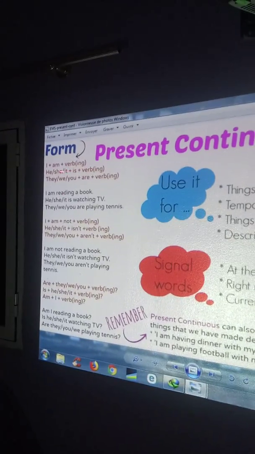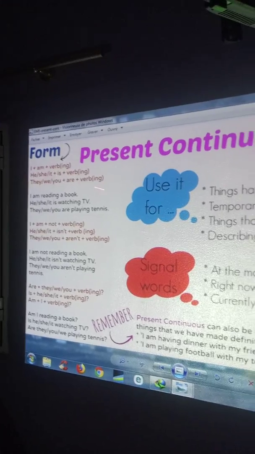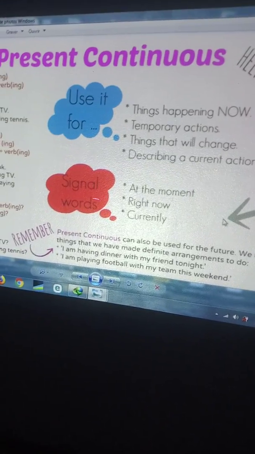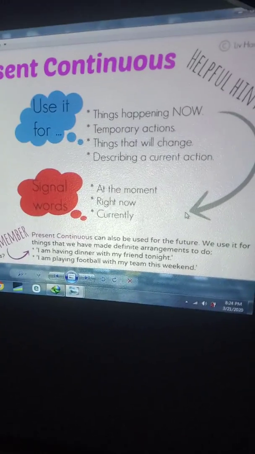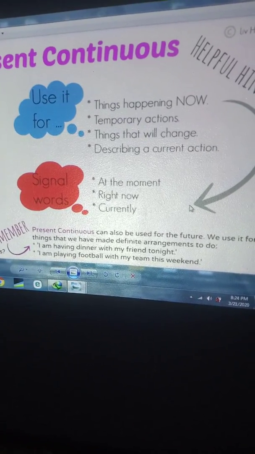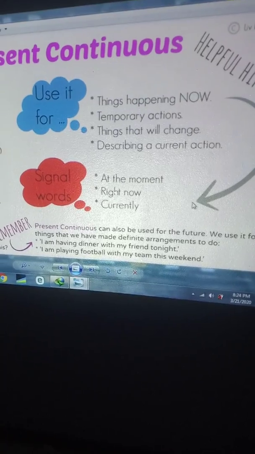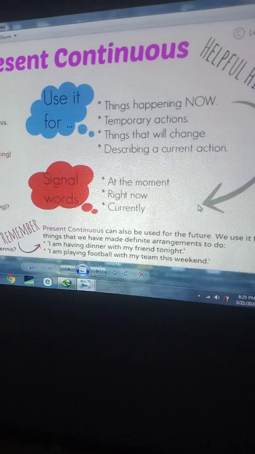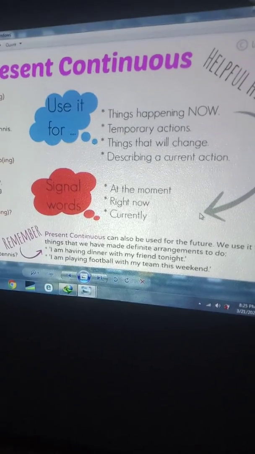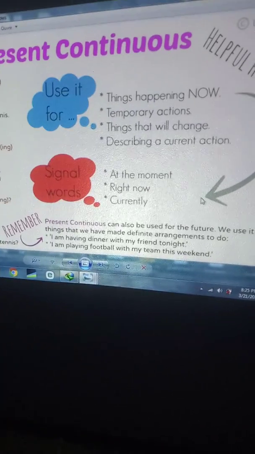We know it because of the form, and we have some signal words. Like what? Like at the moment, right now, and currently. So, at the moment I am explaining the lesson. Right now I am explaining the lesson. Currently I am speaking English.